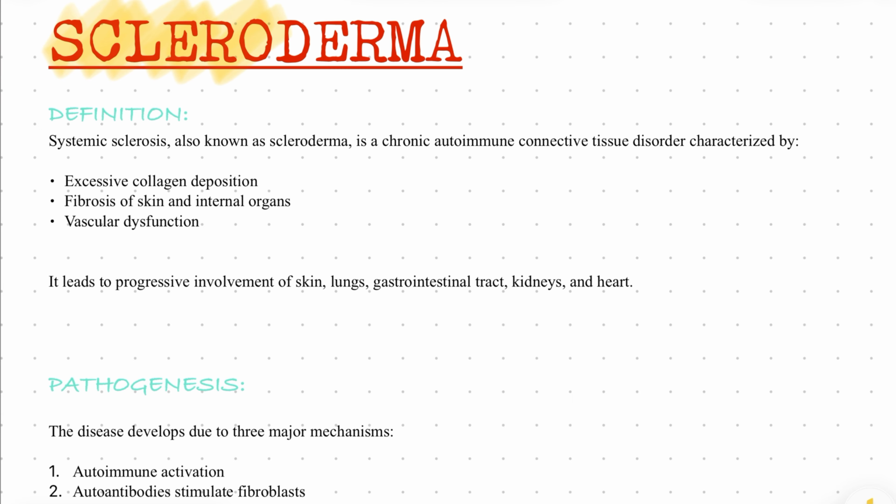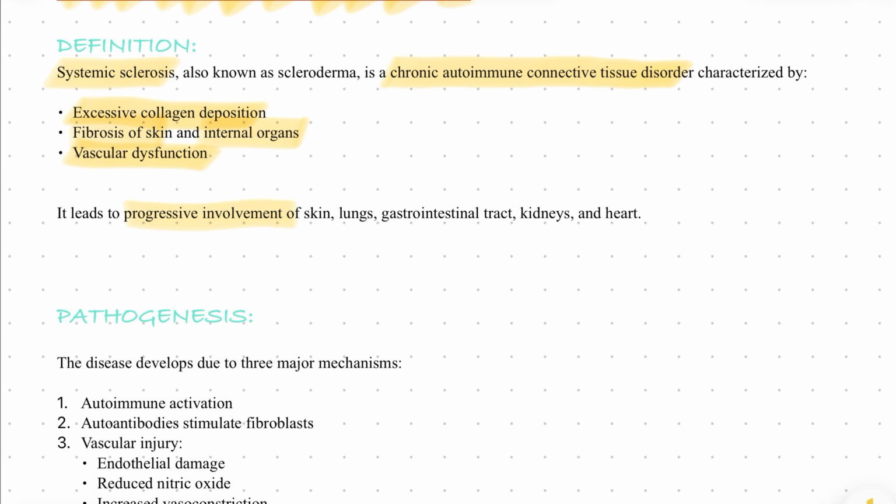Scleroderma. Definition goes like this. It is also called systemic sclerosis, a chronic autoimmune connective tissue disorder characterized by excessive collagen deposition, fibrosis of skin and internal organs, and it also shows vascular dysfunction. Individual features have their individual clinical features, so we will learn that in clinical features. It leads to progressive involvement and also shows other manifestations related to skin, lungs, GI tract, kidneys and heart.